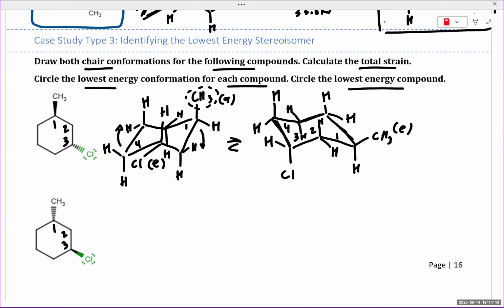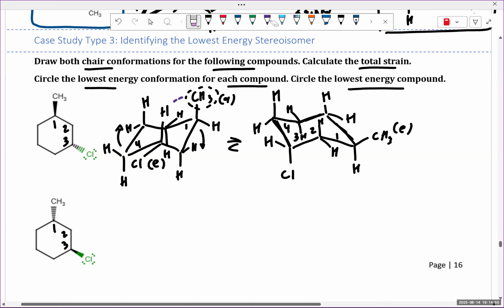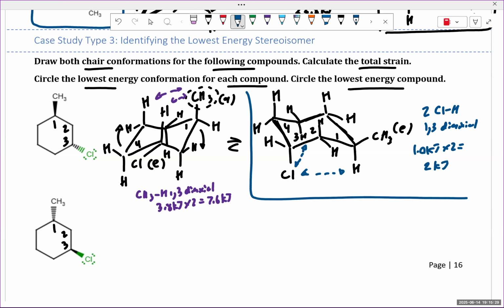Okay, now let's take a tally of our diaxial interactions. In this case, we have two methyl hydrogen 1,3-diaxial interactions, which cost us 3.8 kilojoules times 2, or 7.6 kilojoules. Looking at this structure and this other conformation, we have two chlorine hydrogen 1,3-diaxial interactions, which cost us about 1.0 kilojoules times 2, or 2 kilojoules of total strain. So here we have our lowest energy conformation.